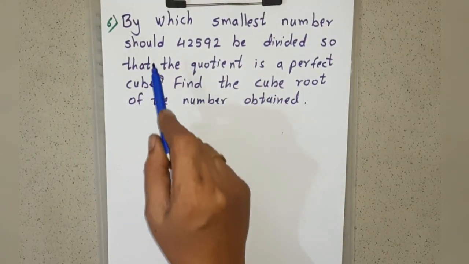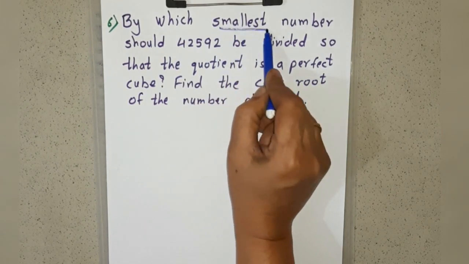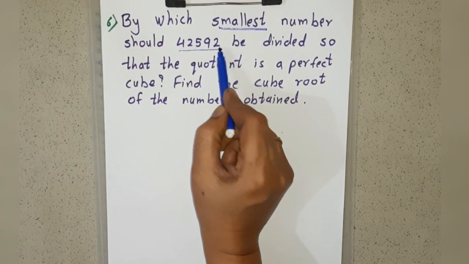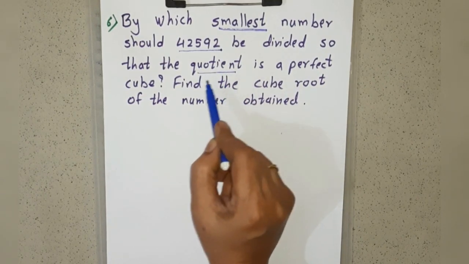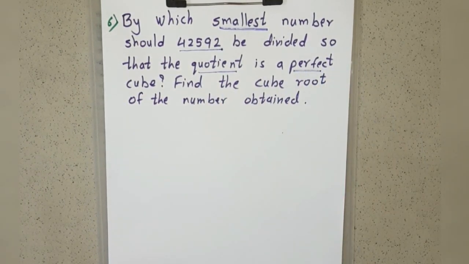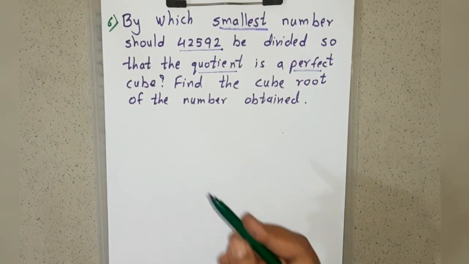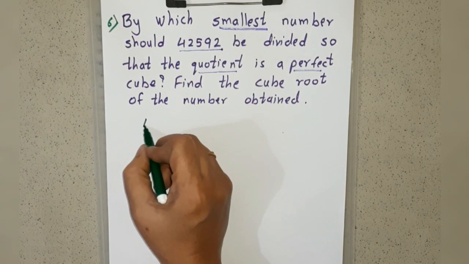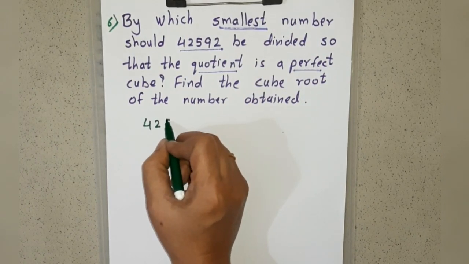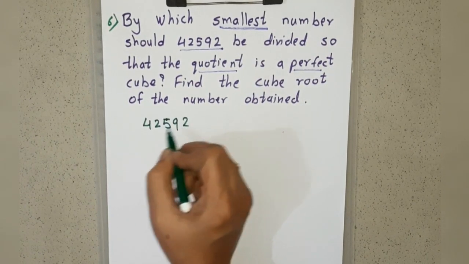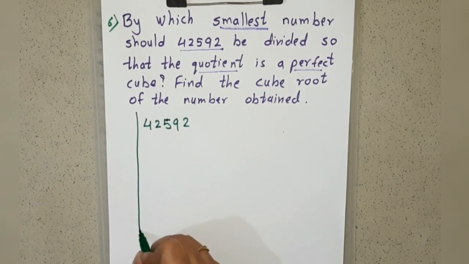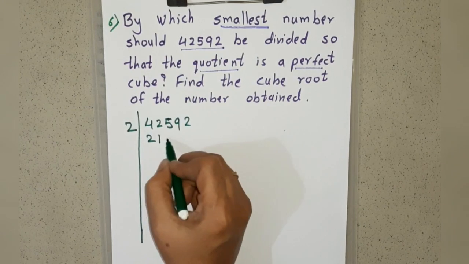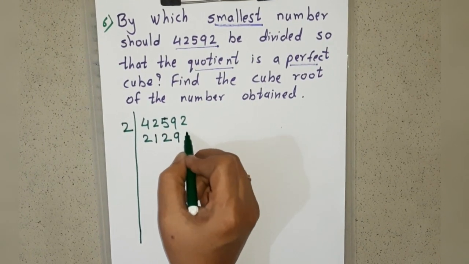Next question, children. By which smallest number should 42,592 be divided so that the quotient is a perfect cube? Again, we do the prime factorization of this number. Do not get scared if the number is big. Slowly start dividing. I start dividing by 2 since it is even. On dividing by 2, I get 21296.